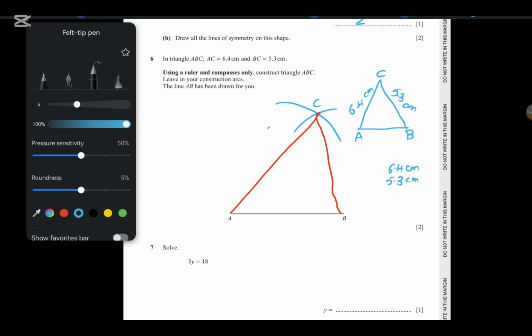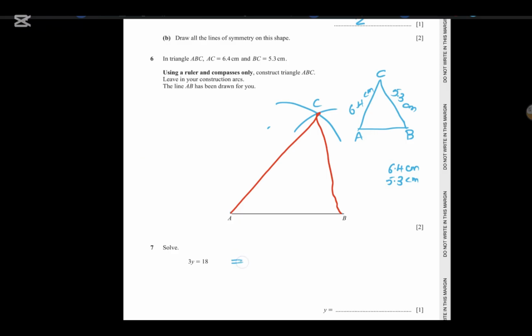Solve 3y is equal to 18. Now when a question is given like this, always bring the number with the variable y, the coefficient 3, to the right hand side, because 3 is getting multiplied on the left hand side. On the right hand side it has to get divided. So y is as it is here, bring 3. So 18 divided by 3 will be 6. So y is 6.